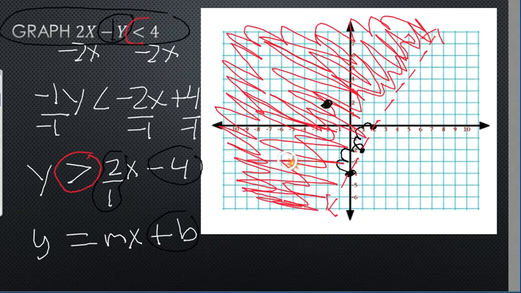Okay, so this is our solution area. Now, this line right here is dashed. So that means that we can't pick a point that's on this line. This dashed line is not included in our solution area. If the line is solid, then any of the points on that line are included in our solution area.